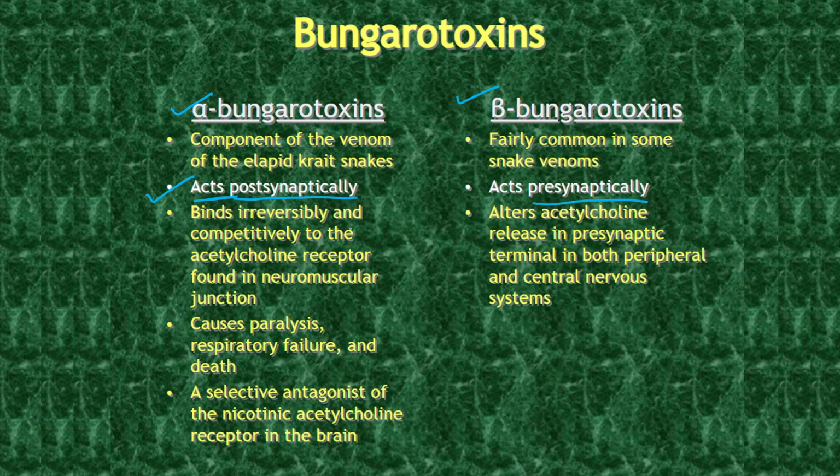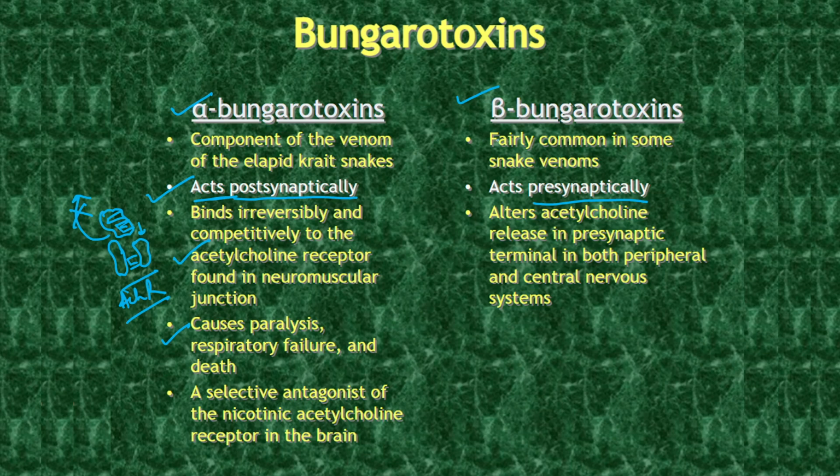So when it's acting postsynaptically, what will it do? It will bind irreversibly to the acetylcholine receptor. That is the acetylcholine receptor which is present. This bungarotoxin is going to bind to it irreversibly. That means it's not going to come off the acetylcholine receptor. So if this acetylcholine receptor is blocked, it won't be able to transmit signal, and that is going to result in paralysis.